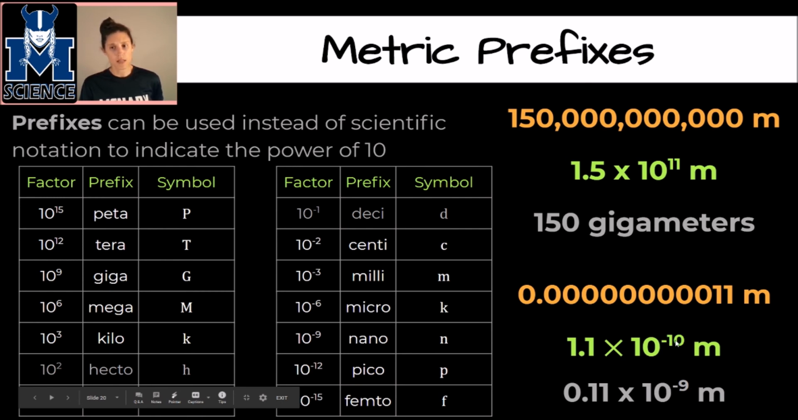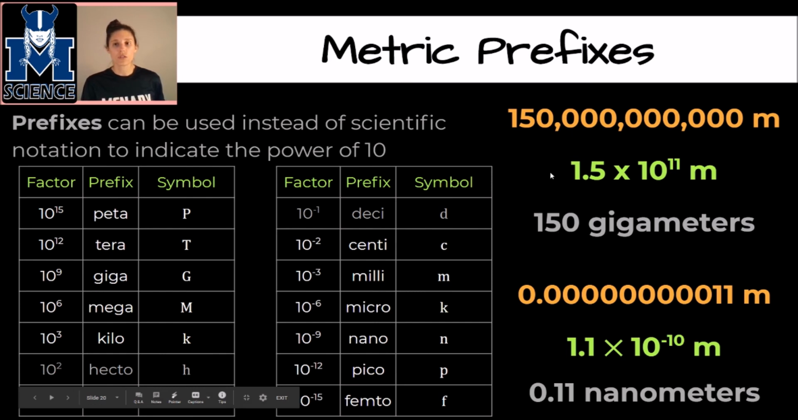Because I'm going from 10 to the negative 10 to 10 to the negative 9. So if you picture a number line, you're actually getting bigger. So then I need to make this part of my number, if I added a factor of 10 over here, I need to get rid of a factor of 10 right here. Okay, so now I'm at 0.11 times 10 to the negative 9th, so that 10 to the negative 9th is going to be replaced with nano. And I got 0.11 nanometers.